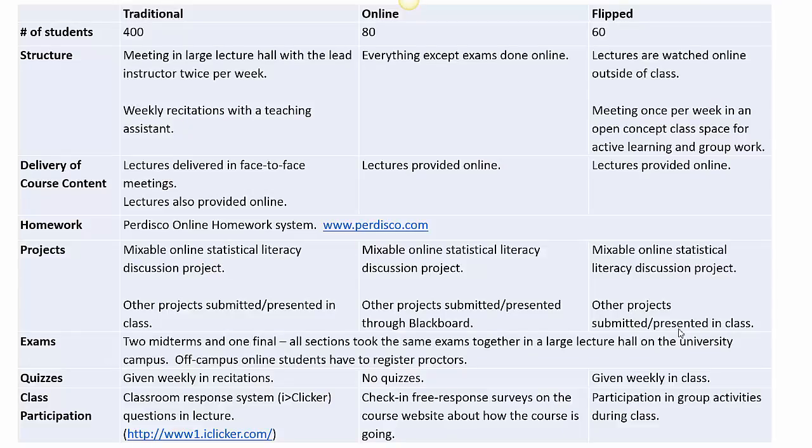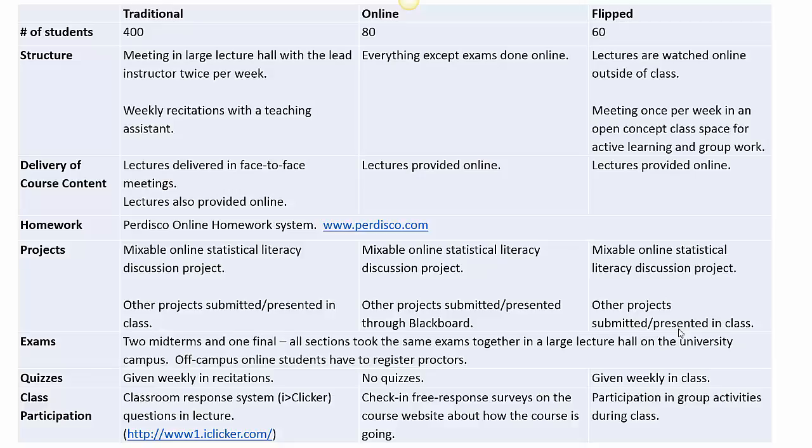You can see the majority of our students are in the traditional sections. We have about 400 split between two large lectures, 80 in the online and 60 in the flipped. And the lectures, everybody has access to the online lectures through Blackboard, but the traditional students get to hear those lectures in person as well, and then they have their weekly meetings with the TA.